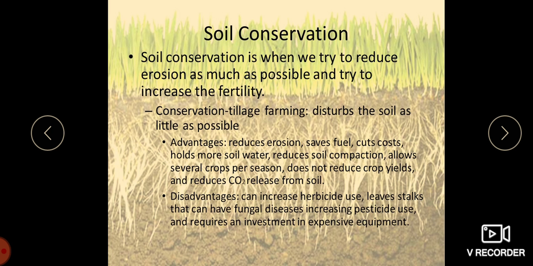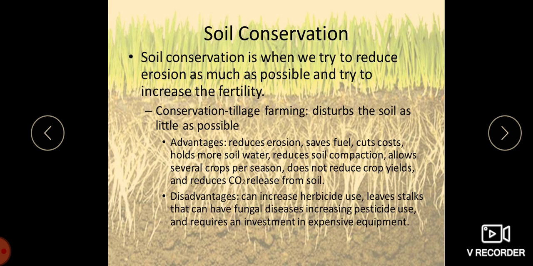Now we will move on to soil conservation. What do we mean by soil conservation? When we try to reduce the erosion as much as possible and try to increase the fertility, we call it soil conservation, protecting from soil erosion in simple words. There are several measures we can take: afforestation and reforestation, controlled overgrazing, contour farming, construction of check dams, contour bunding, gully control and bench terracing. These are the measures which we can take in the conservation of the soil.